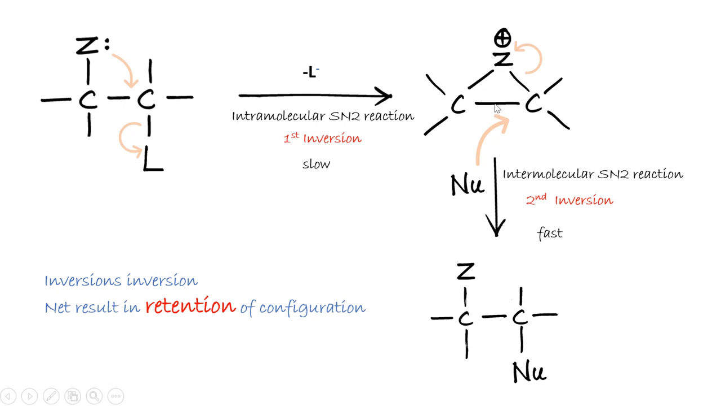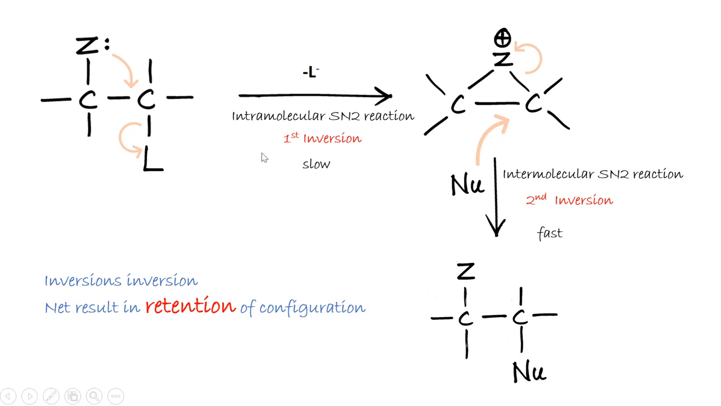It will give you a three-member transition state, and the second nucleophilic attack will take place by the external nucleophile. This will be an intermolecular SN2 reaction, and this will give you the second inversion. This will be a fast reaction, and finally restoration of configuration takes place. It means that at the carbon from which the leaving group was eliminated, at that carbon only the nucleophile will be attached.